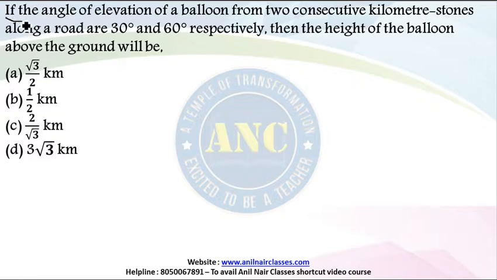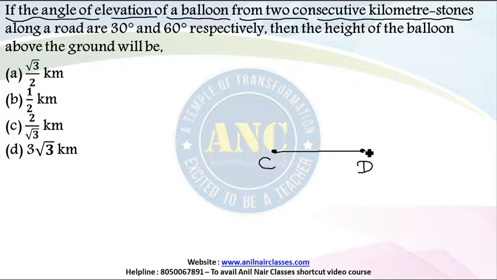Next question. If the angle of elevation of a balloon from 2 consecutive kilometer stones, that means there is a stone here at point C, and another stone consecutive to it, called D. In between C and D, definitely there is no stone. These two are next to each other, and it is given that they are 2 consecutive kilometer stones. That means this CD value is given in the question as 1 kilometer. The distance between C and D is 1 kilometer, and there is no other stone in between. That is the meaning of it.